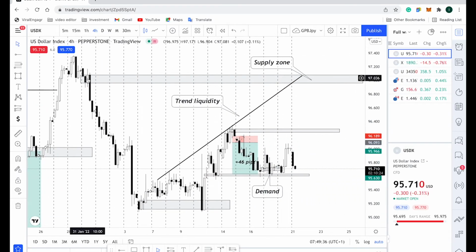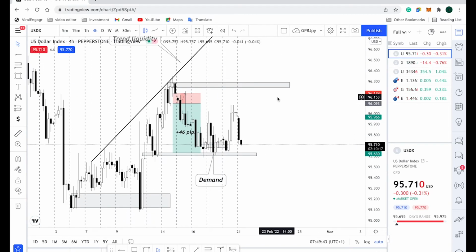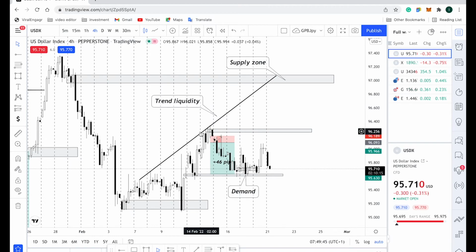What did I do again? I just marked out that area. I extended it to the future. And I put up a trend line liquidity to see what's going to happen, to help me see how price is being controlled as it travels up to this very zone.